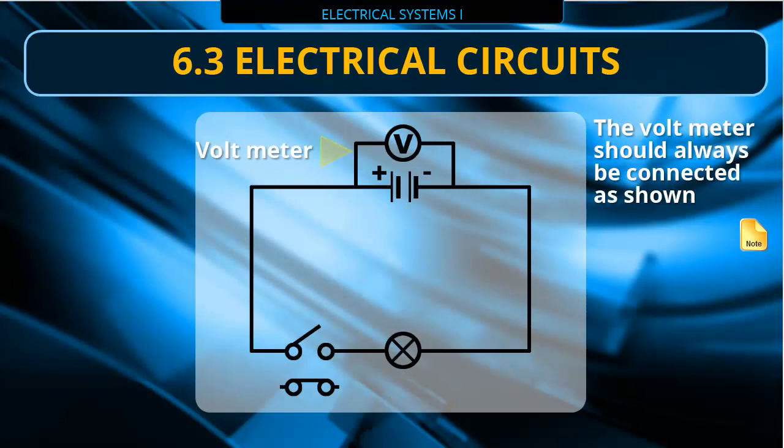It is important to note that the voltmeter should always be connected in parallel as shown. The reason is that the voltmeter measures the electrical pressure across it and therefore gives a very high resistance. You will never get a correct reading if the meter is connected in series.